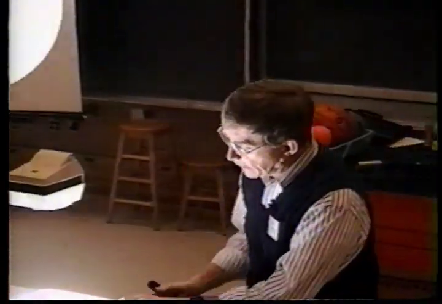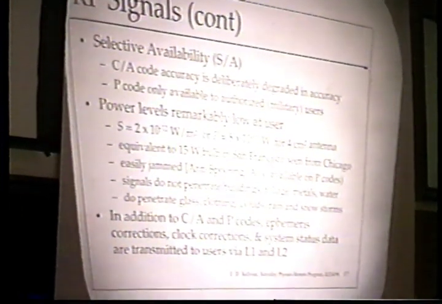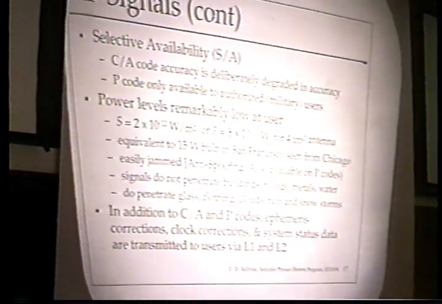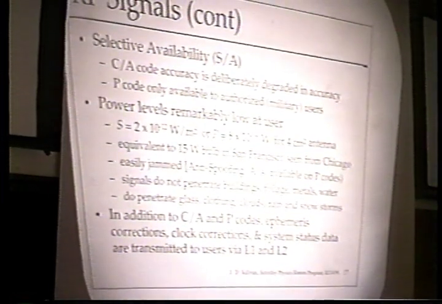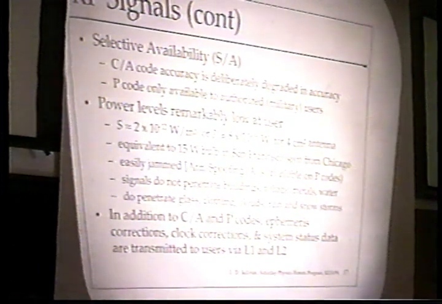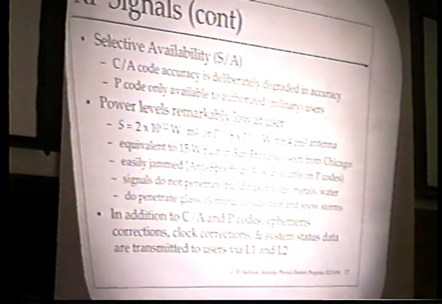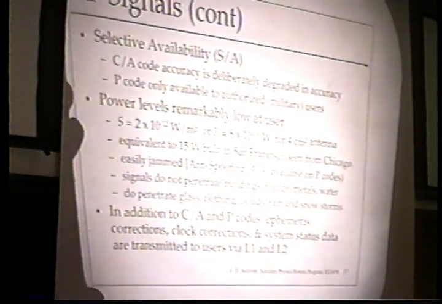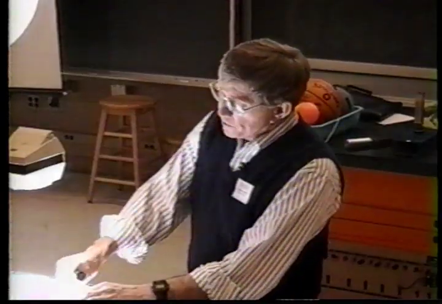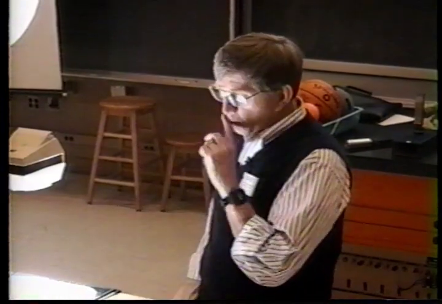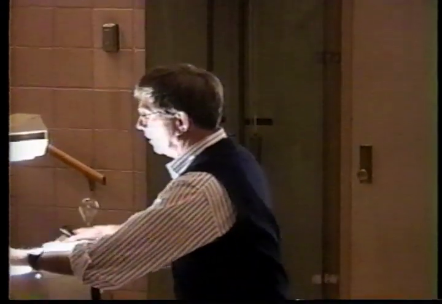The P code doesn't have that, but it's available only to authorized users, which means military users, not even commercial aviation. I won't have time to talk about the power, but it's equivalent to a 15-watt bulb in San Francisco, a Christmas tree light bulb, as viewed from Chicago, if you've got up on a very tall version of the Sears Tower. Very weak levels, so these signals are easily jammed and they don't penetrate buildings, couldn't use it in this room and so forth. So that's the way the satellites are told apart, because there's certain coded information put on the same carriers.